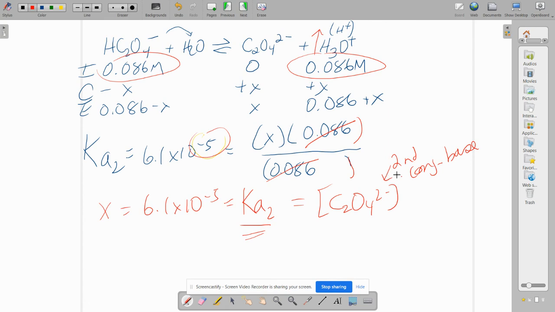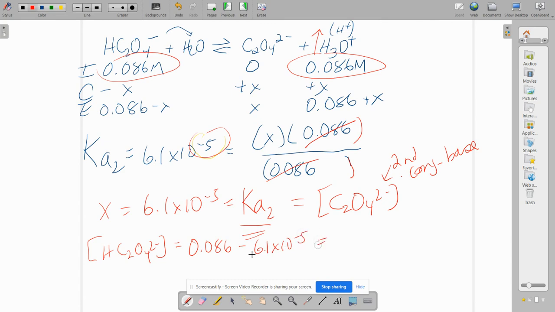All right, so what about the rest of the ice table? Well, you know what? You can go back and you can think about the HC2O4 minus, okay? And it was 0.086 from the first ice table, and it went down by just a little bit.